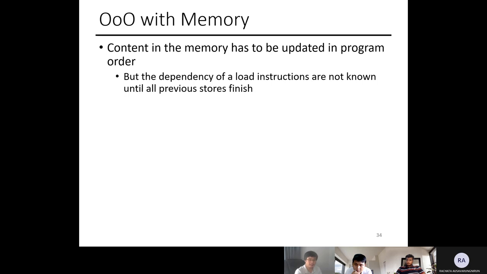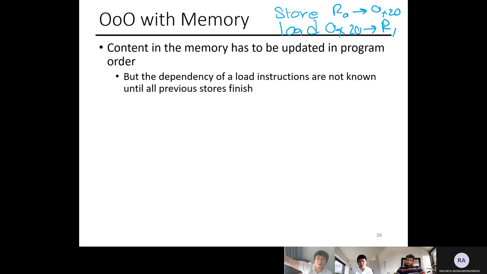Let me first give you an example. I want to store the value of R0 to address 0x20. So I go to address 20, and I store whatever the value of R0 is at 20. Then I have a load instruction, right, that I want to load address 20 into R1. Essentially, this is basically copying the value of R0 into R1, right? But in the meantime, you also update address 20. There's a dependency here again. You have a load instruction, and there's a previous store in line being stored, right?